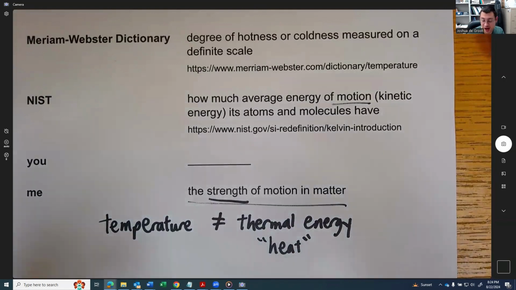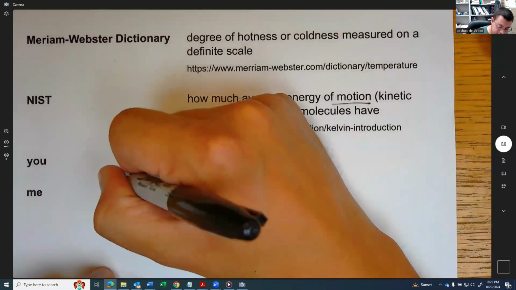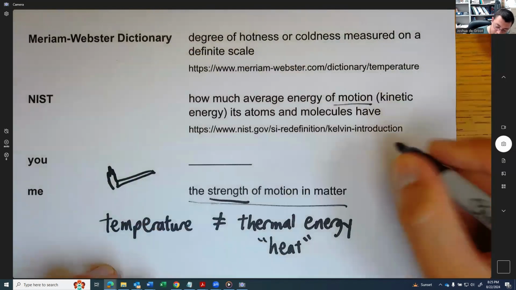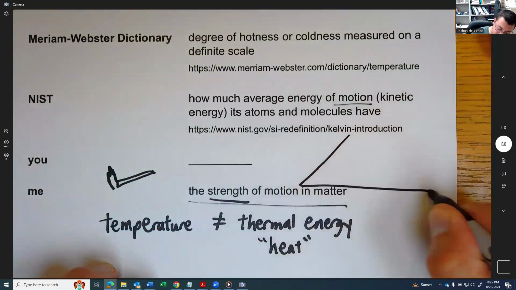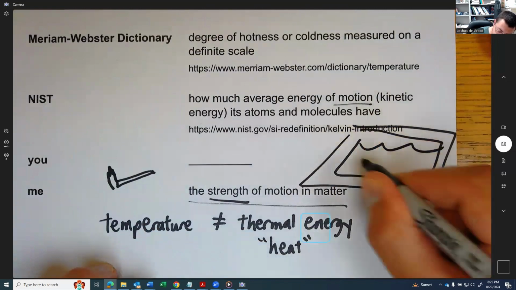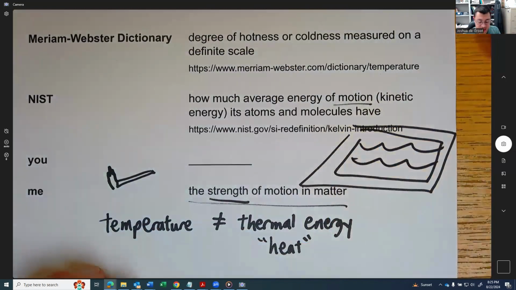So you have a fire. Fire is very hot. Okay. You're going to have a higher temperature. A common question that's posed is what has more thermal energy? What has more heat? Lighting a match, okay, versus an Olympic swimming pool. Okay. Which one has more heat?